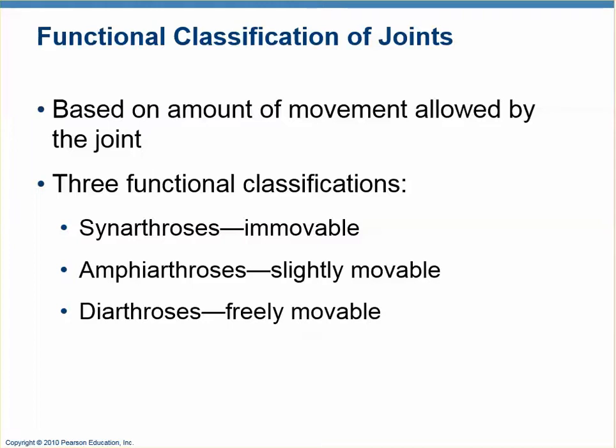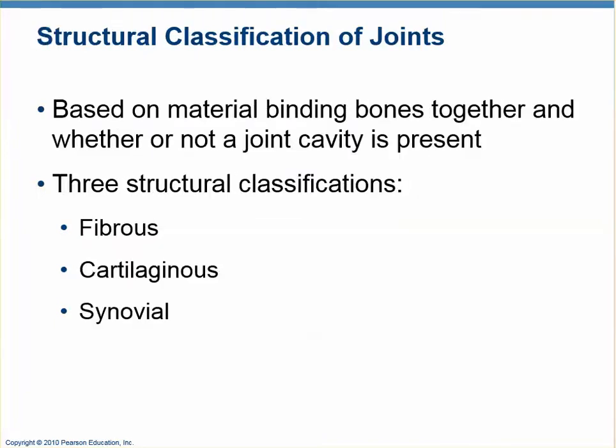Now, we don't tend to use these functional classifications all that often. It's more in physiology they do, but generally speaking, in anatomy and for most clinical things, we talk about joints in terms of their structural and how they're put together. And basically, bones can come together in three ways. Again, a list of three.